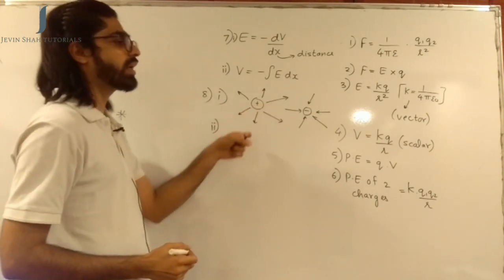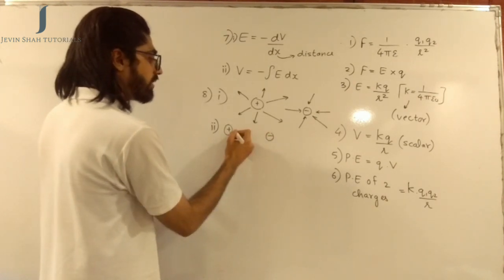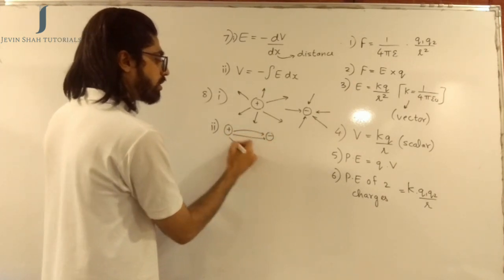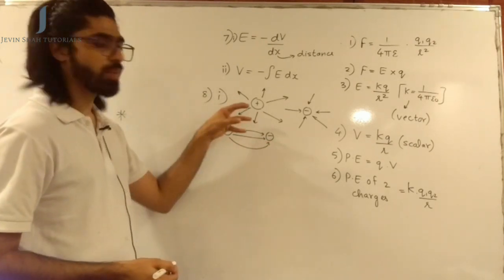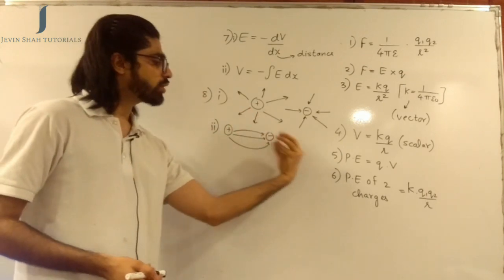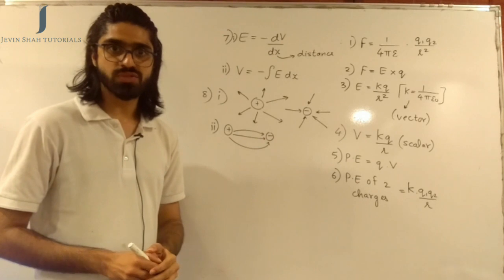From this very point, you can infer the second point, that is, electric lines of force will start from a positive charge and they will terminate on a negative charge. It's like electric lines of force coming out from positive and going towards a negative. So they start from a positive and they terminate on a negative charge.